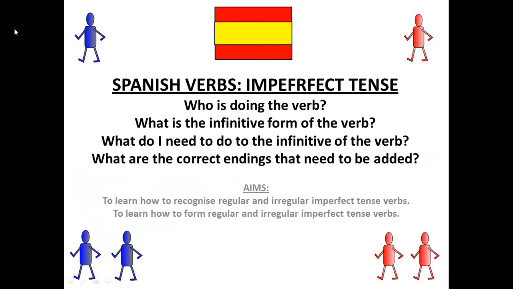Today we've looked at Spanish verbs in the imperfect tense. We've looked at who's doing the verb, what's the infinitive form of the verb and what you need to do to it, and what are the correct endings that need to be added. We've learned how to recognise regular and irregular imperfect tense verbs, and we've learned how to form regular and irregular imperfect tense verbs as well.